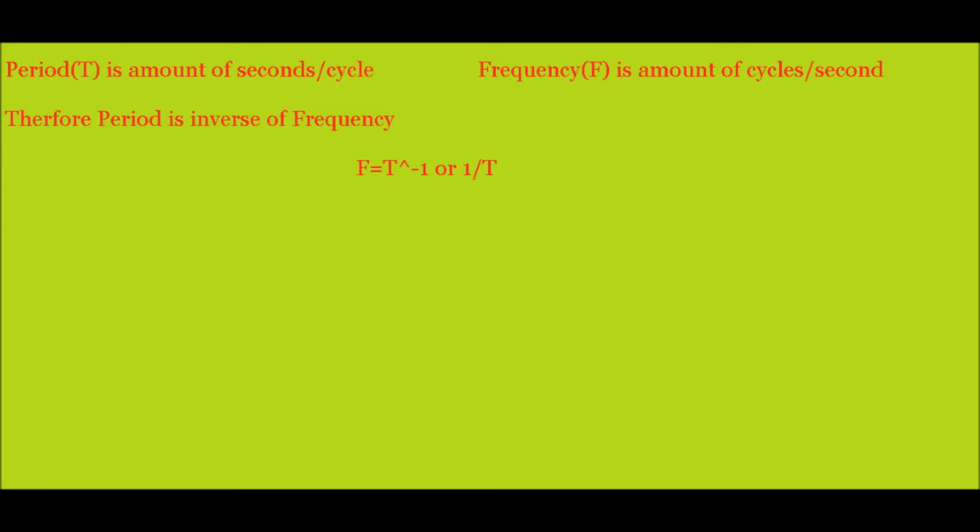Period is the amount of time a wave takes to complete a single cycle, or the amount of time a wave takes to generate. Since frequency is the amount of cycles per second and period is the amount of seconds per cycle, we can therefore say that the period is the inverse of the frequency.